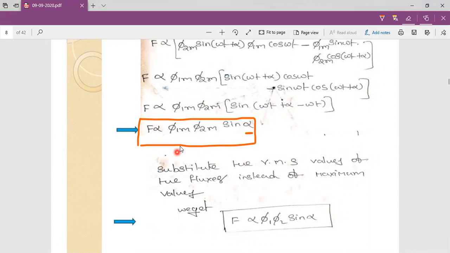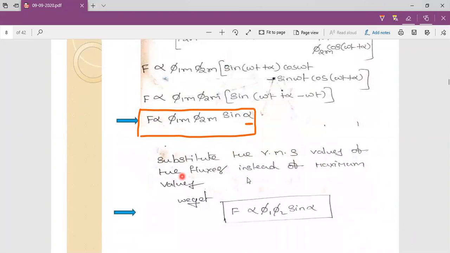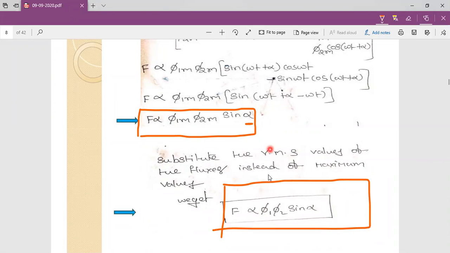Now in this equation we can substitute RMS values. In place of phi1m and phi2m, we can substitute the RMS values. After substituting the RMS values, finally we get that the net torque is directly proportional to some constant, and that constant depends on the structure constants. Okay, so F is directly proportional to phi1 phi2 sine alpha. This is the torque equation of electromagnetic induction type relays.